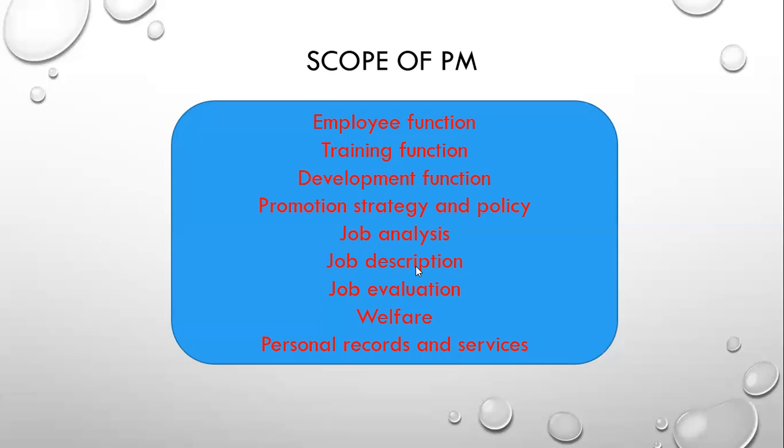നമ്മൾ ഇതുവരെ പറഞ്ഞൊക്കെ major functions ആണ്. ഈ welfare തൊട്ട് നമ്മൾ പറയുന്ന welfare, personal records, providing services, labor management, compensation package, etc. are supporting functions, right? Hope it is clear to you. This is the scope of personnel management, right?